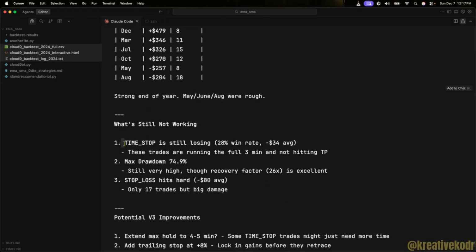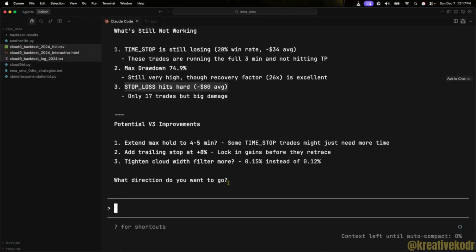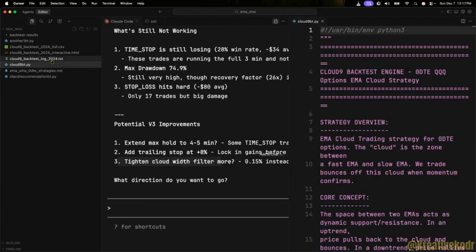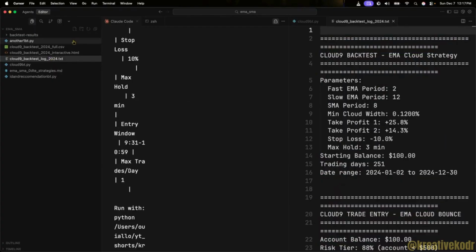What's still not working is the time stops. It's still losing, 28% win rate. Max drawdown is super high, and then stop losses. So extend the maximum hold time, add a trailing stop, or tighten the filter a little bit more, right? So this is what I'm going to do. First, let's get organized.